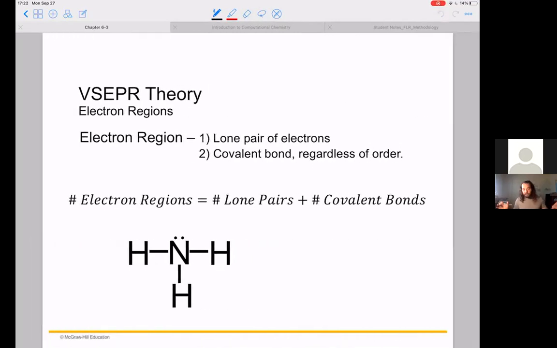So what do I mean by electron groups or electron regions? These are either lone pairs or covalent bonds. Regardless of order, whether it's a double, single, or triple bond, it still only counts as 1 electron region. We're always only looking at the central atom, not the constituent atoms. They won't dictate the shape of the molecule. So in counting electron regions, we're looking specifically at this nitrogen in the middle. It has 4 electron regions: 3 of them are single bonds, and the 4th one is the lone pair. So this has 4 electron regions.